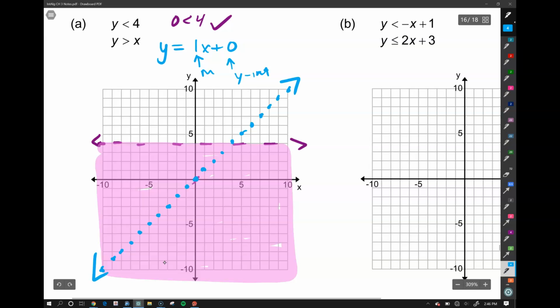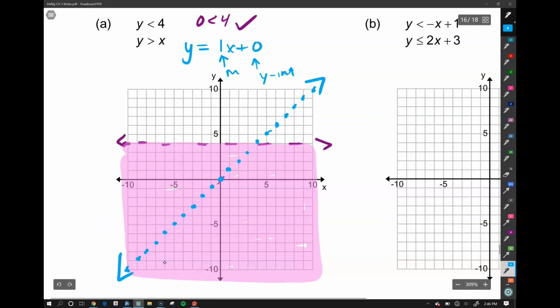All right, and then how do I know whether to shade above or below, Cooper? What do you think? Pick a coordinate for me. 1, -1. So right there. So I'm going to plug in 1, -1. So my y is -1, my x is 1. Is -1 greater than 1? No. So I know that that side, where it is located, will not be shaded. I'll have to shade the other side.